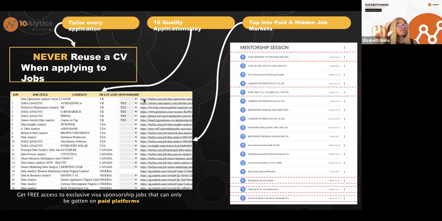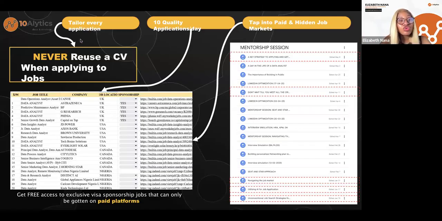As I mentioned earlier, you want to make sure you are tailoring your application. Never reuse a CV when you're applying to jobs. You see all those on LinkedIn, what I think is called quick apply or easy apply, right? Sometimes a lot of us on here are guilty of that. When we want to apply to jobs, we're specifically looking for those jobs with easy apply, where you just click on a link, put your name and you are done. You have applied. You don't just want to be going for that. You want to take your time, sit down, and tailor your CV to fit that job description.